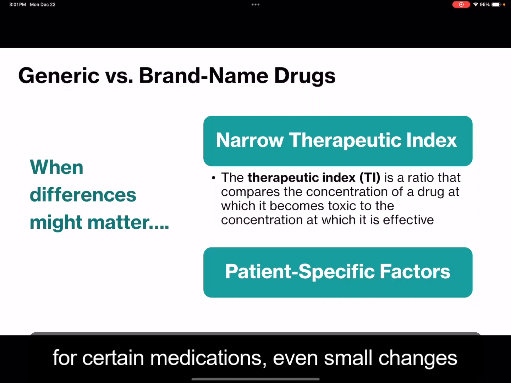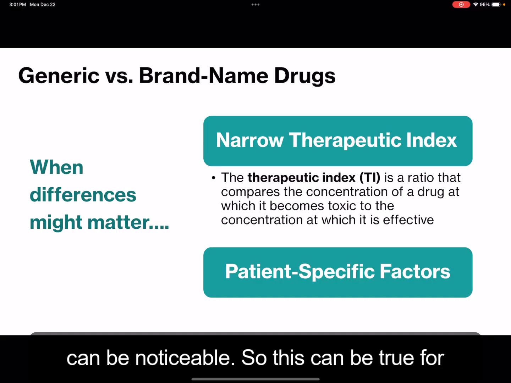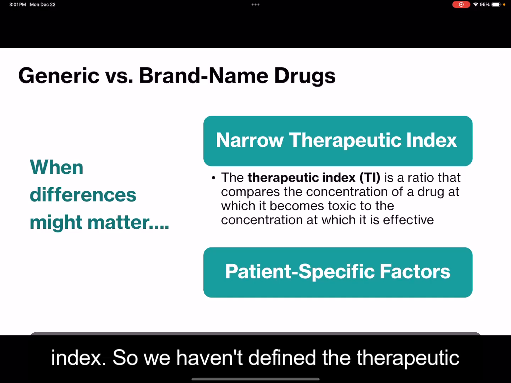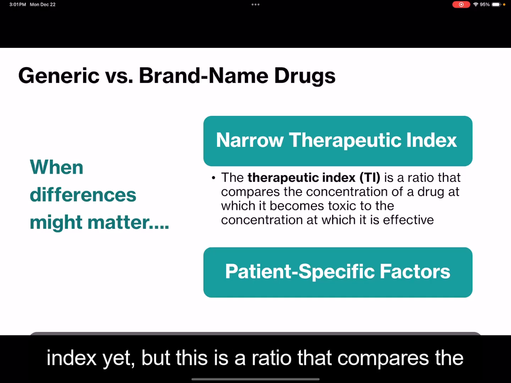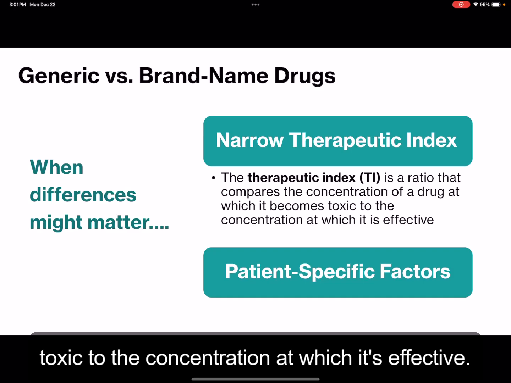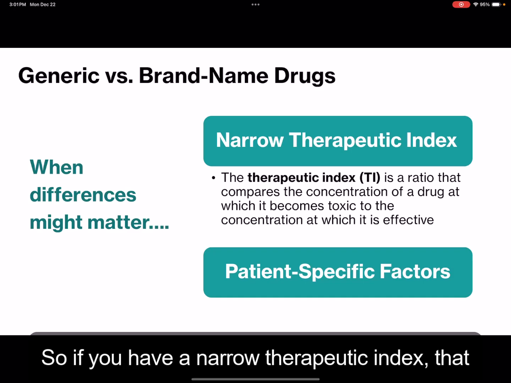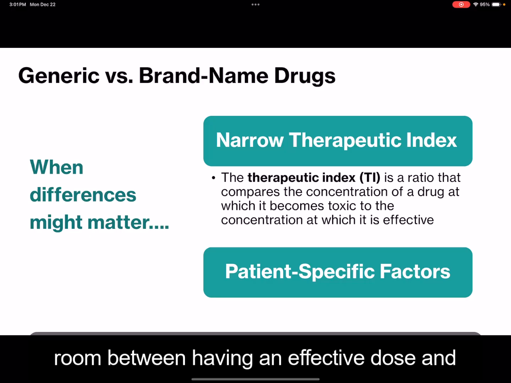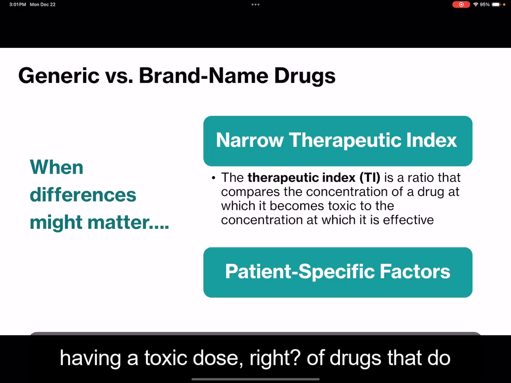So for certain medications, even small changes can be noticeable. This can be true for drugs that have a very narrow therapeutic index. So we haven't defined therapeutic index yet, but this is a ratio that compares the concentration of a drug at which it becomes toxic to the concentration at which it's effective. So if you have a narrow therapeutic index, that means that you only have a little bit of wiggle room between having an effective dose and having a toxic dose.